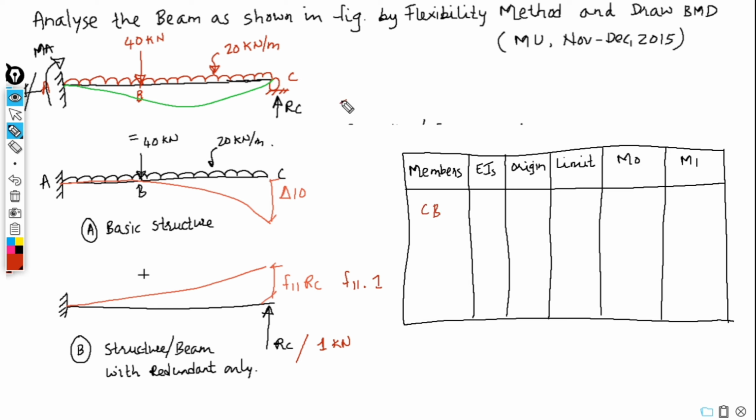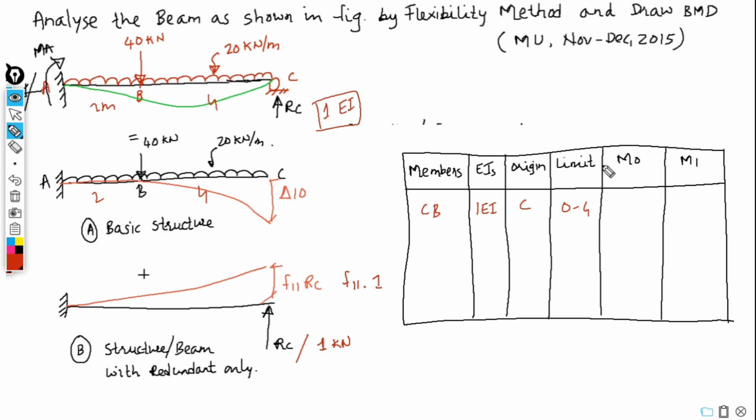EI I will take as 1. Here it is not given. So EI is constant for this propped cantilever, 1 EI. For CB I will take origin C. Since origin is C, the limit will be 0 to 4. This is 4 meter. This is 2 meter. The C lies at 0 and B lies at 4.